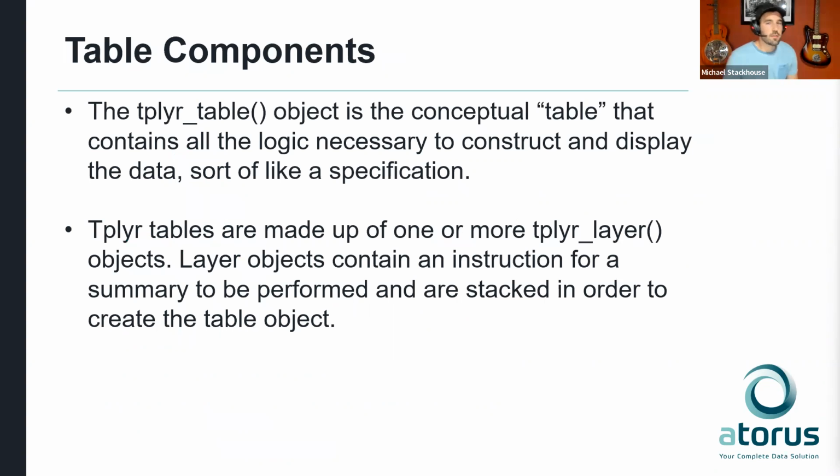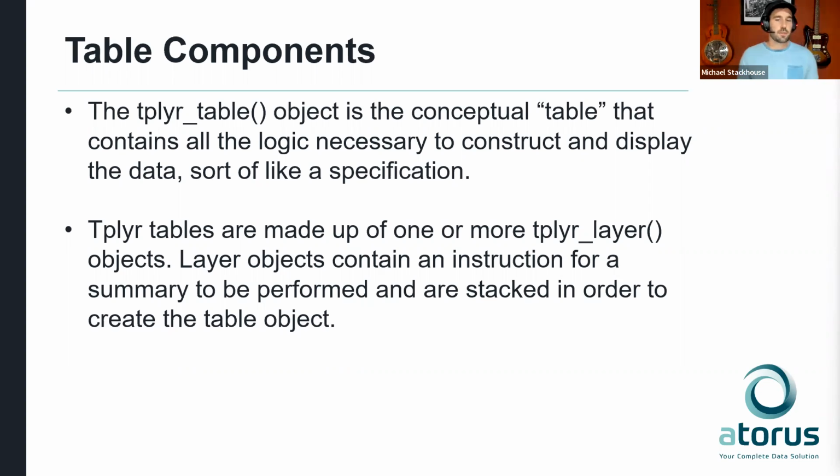So the core components and the core objects within a Tplyr table are going to be the outside Tplyr table objects. So that's the conceptual table. And what that actually contains is all the logic necessary to construct and display the data. So it's your outer specification. So when you create a Tplyr table, it's going to say, this is everything that I'm going to have to do to return the data frame that produces the display that you have asked for as the user.